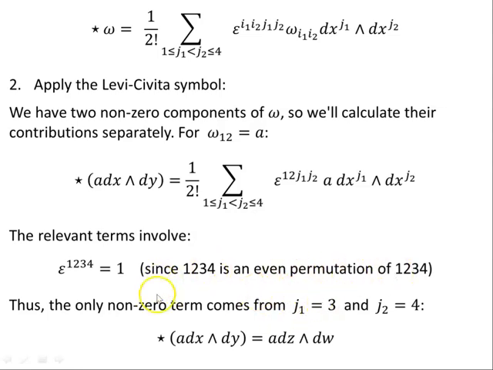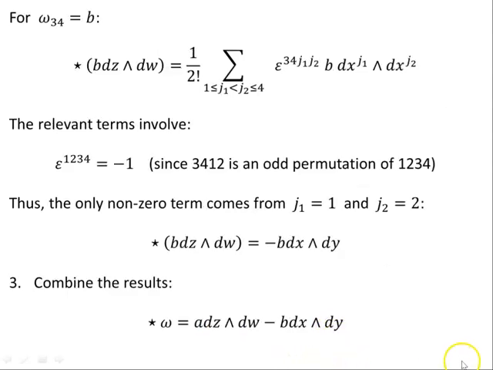So we have an even permutation, in fact, no change whatsoever. Thus, the only non-zero term comes from J1 equals 3, Z, J2 equals 4, W, and so the Hodge star of A dx wedge dy is A dz, because dx3 wedge dx4, well, dx3 is just dz, dx4 is just dw. So we have A dz wedge dw. All right, let's keep going.